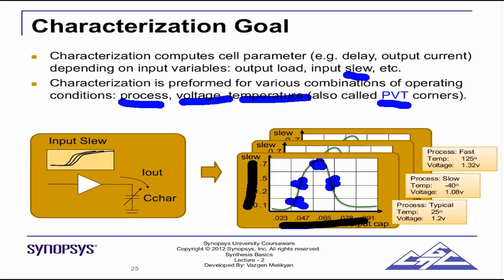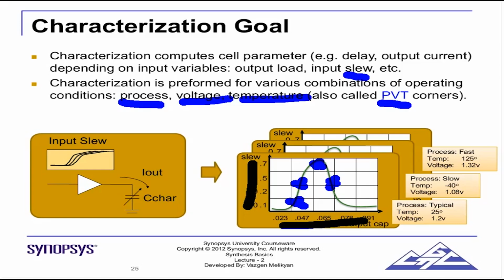What does a Liberty file look like? We'll see. But just try and appreciate how much data is generated. For a simple inverter, let's say there are even only three operating conditions. For 3 operating conditions, from input to output, from A to Z, choose 5 and 5, 5 points for input slew, 5 points for output capacitances. You have 25 values of delay and transition.